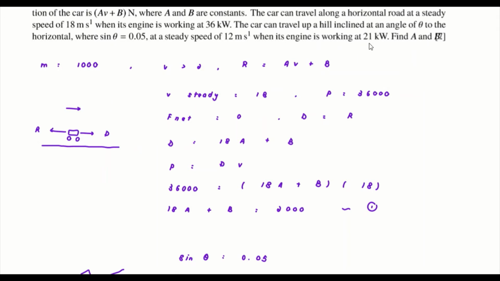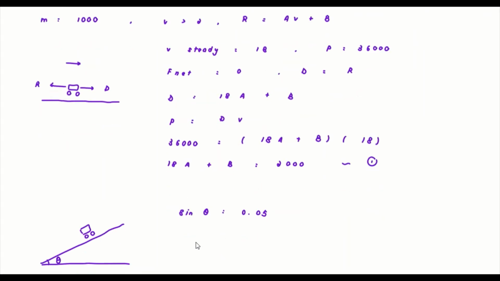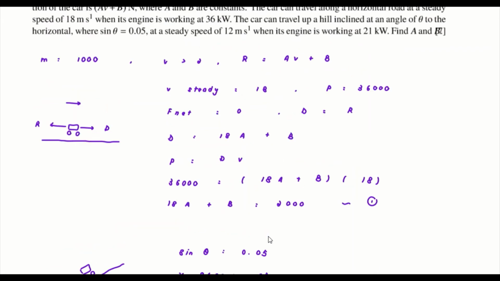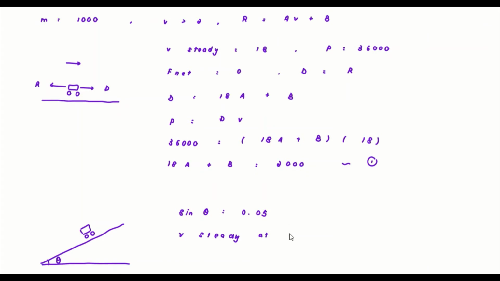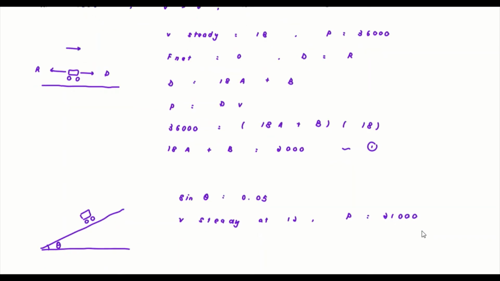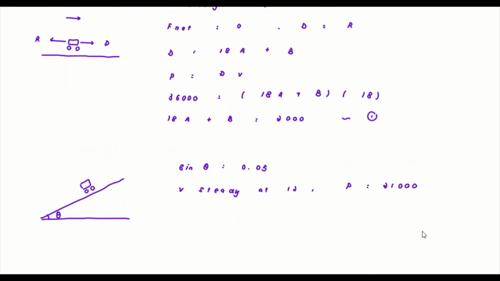The engine is working at 21 kilowatts and the steady speed is 12. So the V is steady at 12, sorry, my fault. The power is 21 kilowatts, so 21,000. After we got this, same thing, we need to do our resolving here because the velocity is steady, right? So the net force is equal to 0, and we need to balance up the forces.